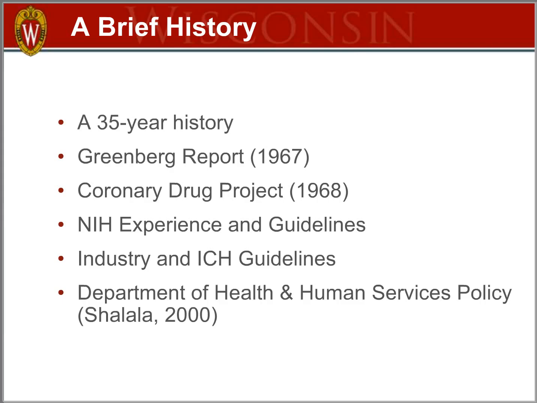It actually has a 35 or almost 40-year history. In the 1960s, a committee which has been labeled the Greenberg Report looked at how trials should be organized and monitored. As you'll see, this was implemented in a study called the Coronary Drug Project, and later guidelines have been issued by both the FDA as well as the NIH. We'll look into those briefly.